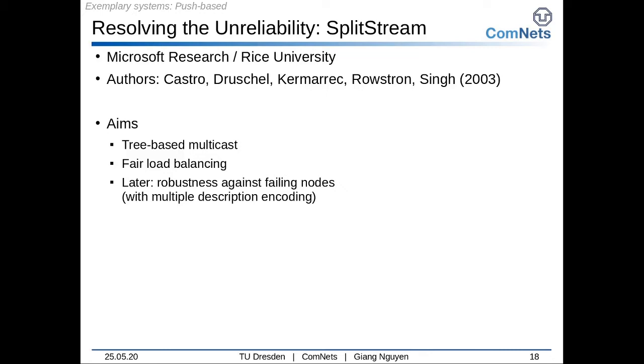Now, if we recall the single tree topologies that we discussed some time ago, the peers which are very close to the source of the stream have to upload to several peers, but all the peers at the leaves don't have to upload to anyone, and therefore it's not fair. So SplitStream aims at fair load balancing, and also at achieving robustness against failing nodes.